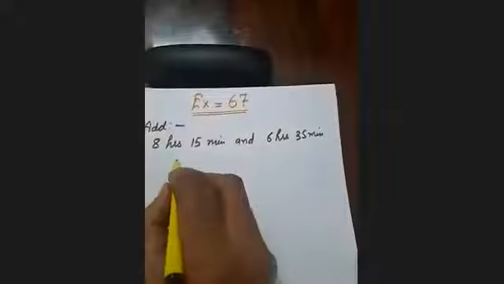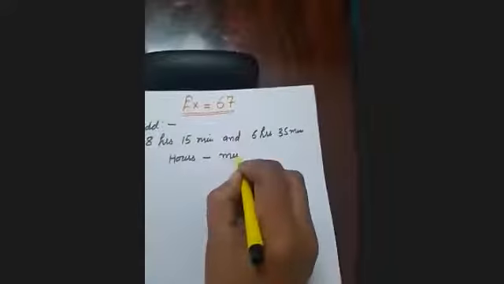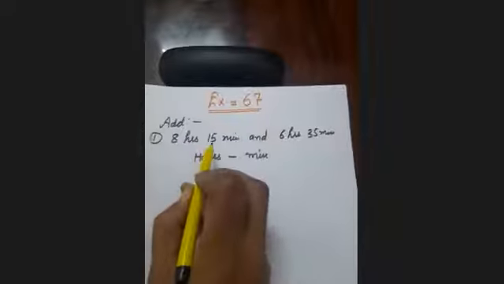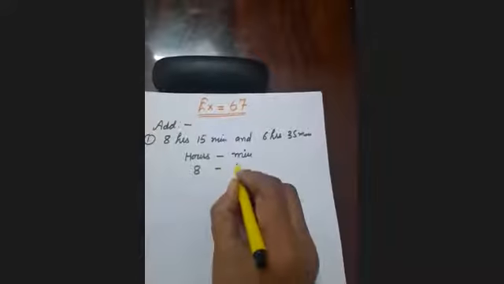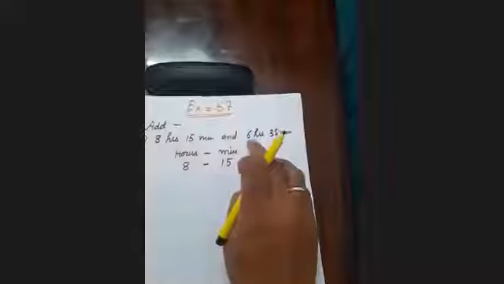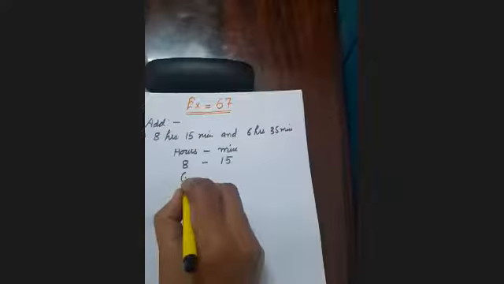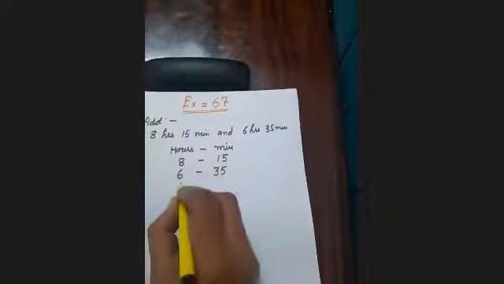First, we'll arrange this statement in columns, as in first column, we'll write hours, then minutes. As per your statement, 8 hours, 15 minutes. So write here 8 hours, 15 minutes. Next is 6 hours and 35 minutes. Now add.